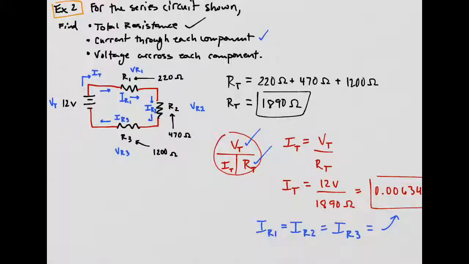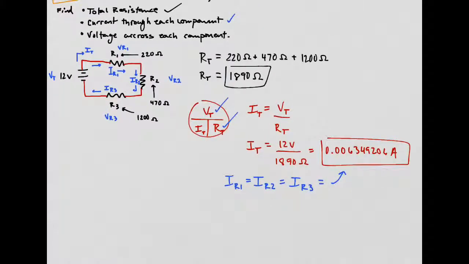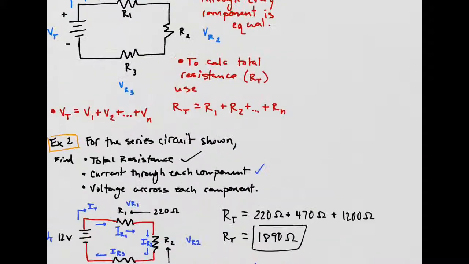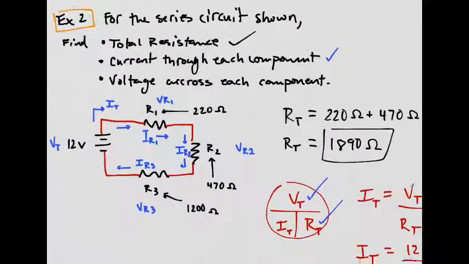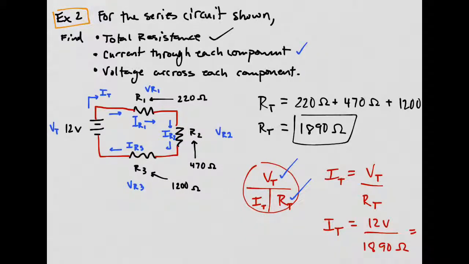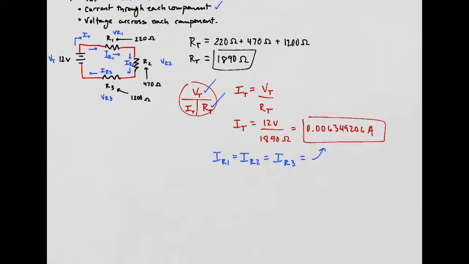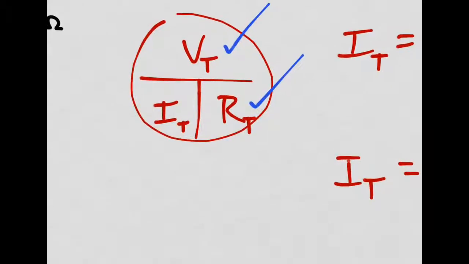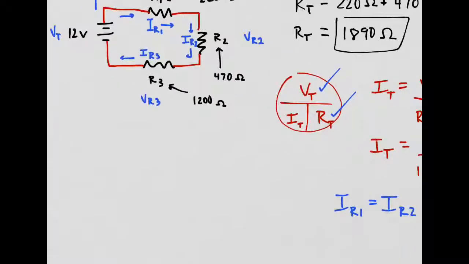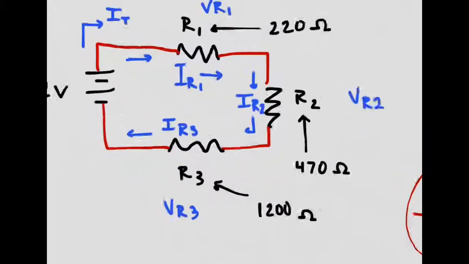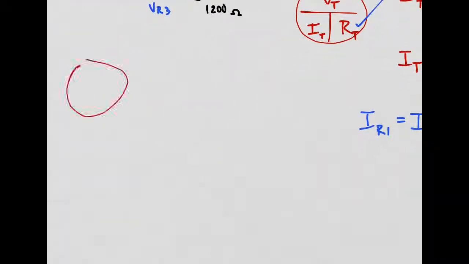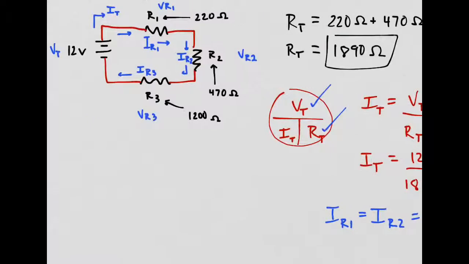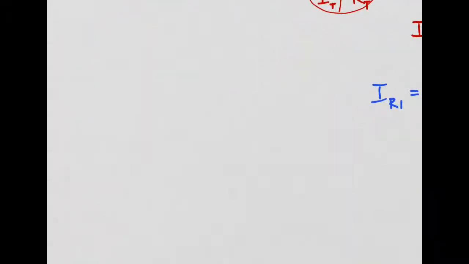And then voltage across each component. Well, how do we get voltage? For this, we can use Ohm's law once again, except instead of VT, IT and RT, we'll be doing Ohm's law with each resistor. So let me draw this little circle again, and we're going to be doing it 3 times because we have 3 resistors.